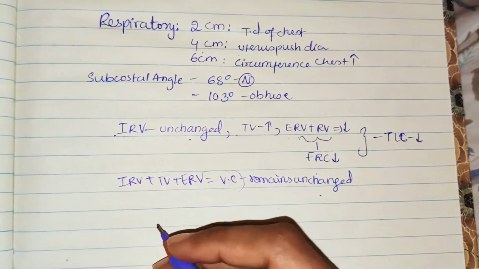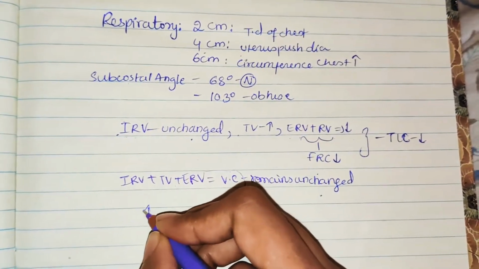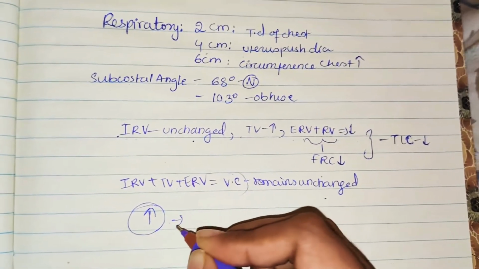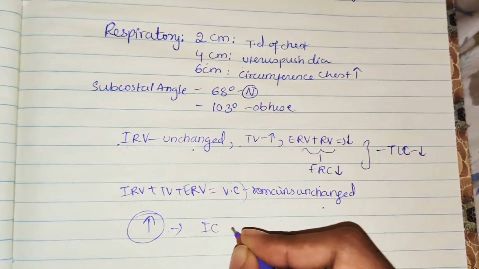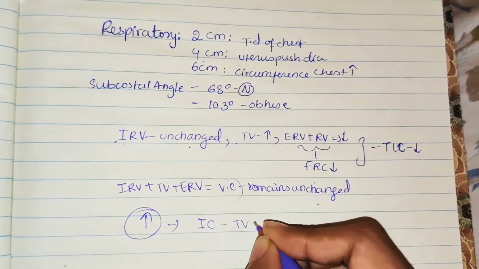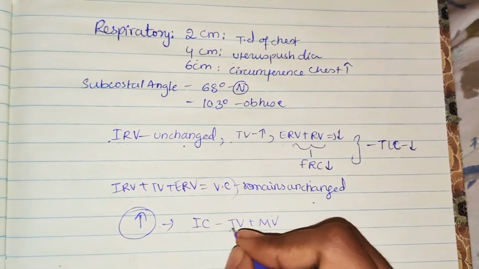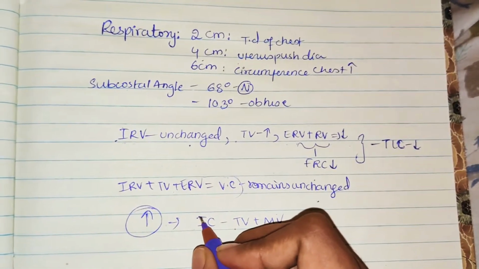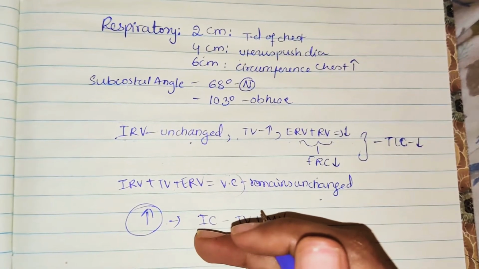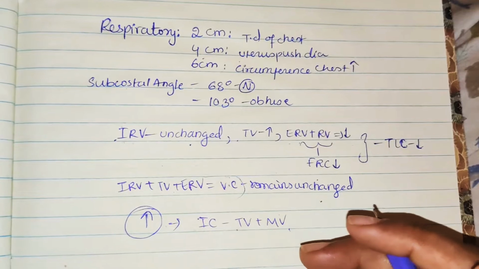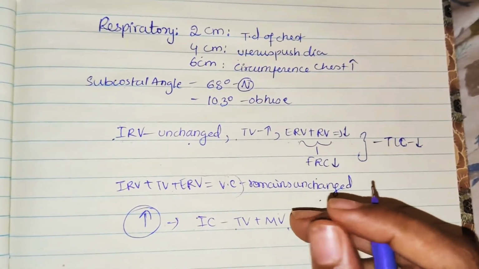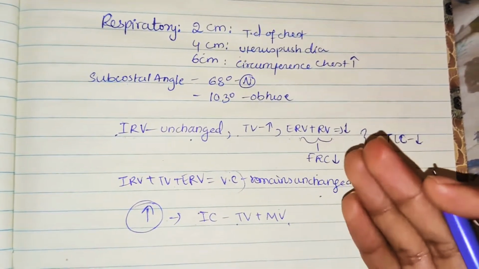Next, coming to parameters which increase in pregnancy. Mainly to remember this, you can remember a mnemonic: ICTV movie. What is this? IC is the inspiratory capacity, which is increased during pregnancy, TV is the tidal volume, and MV is the minute ventilation. So these parameters are increased in pregnancy.